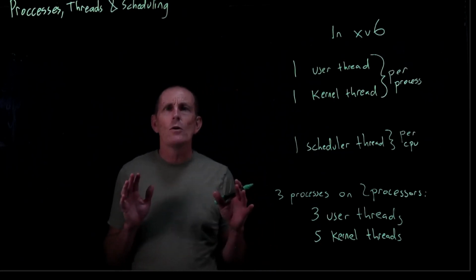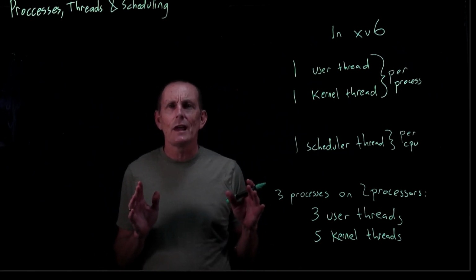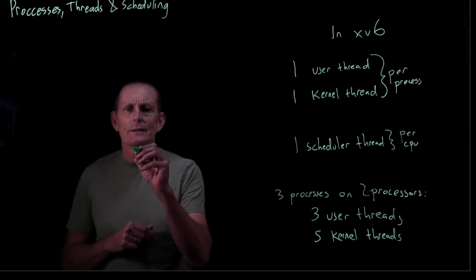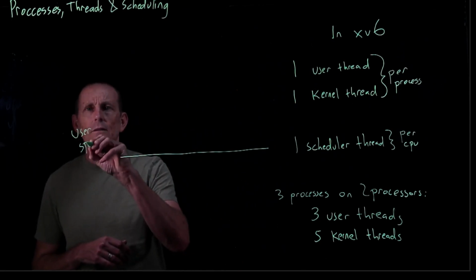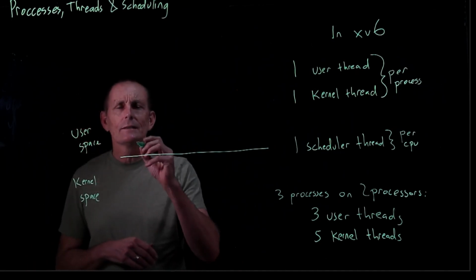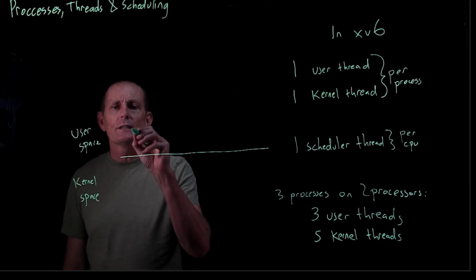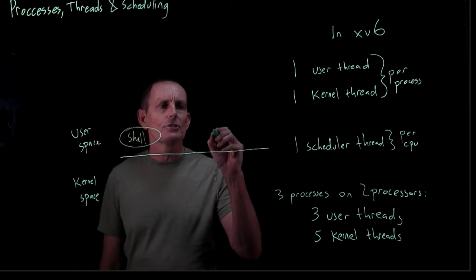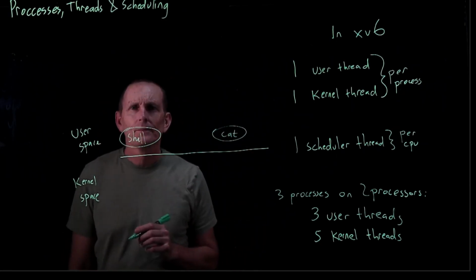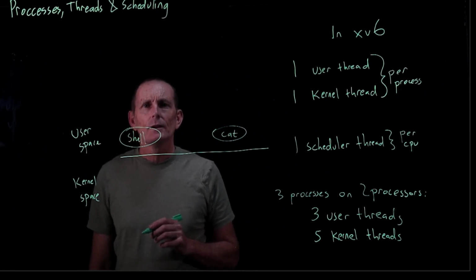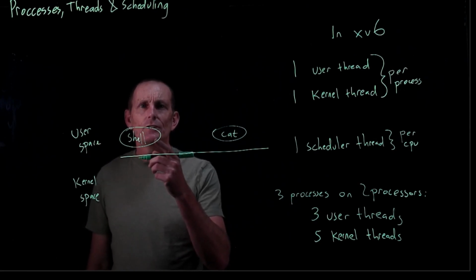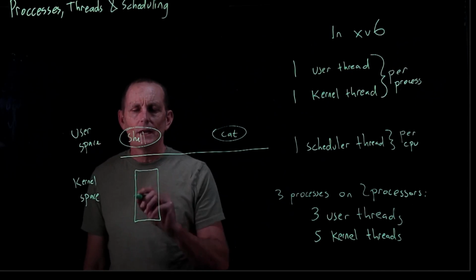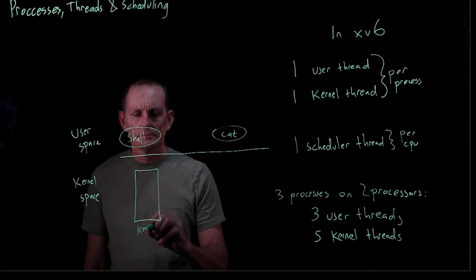So now let's talk about how process switching actually happens. Okay, so we'll look at it kind of like this. This will be user and kernel space. And let's say we have 2 processes, for instance, shell and cat. So what will happen is we will have, let's say, the shell running. That is, we'll have a kernel thread in here.